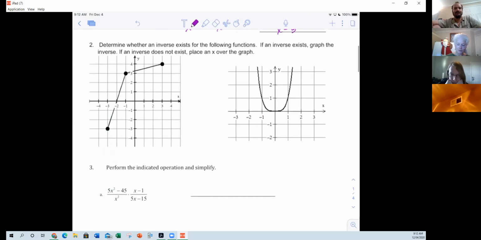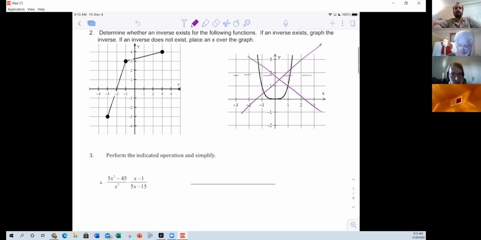Then this one says determine whether an inverse exists. If it does not pass the horizontal line test, this one does not. So that one does not have an inverse function. If it does, graph the inverse. So all you have to do is, this point is 3, 4. So the point on its inverse would be 4, 3.